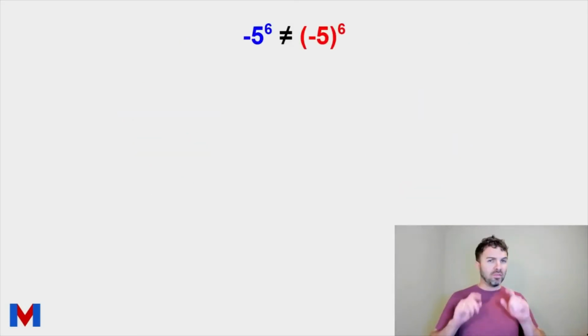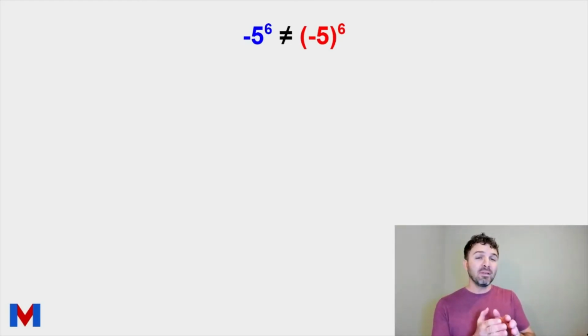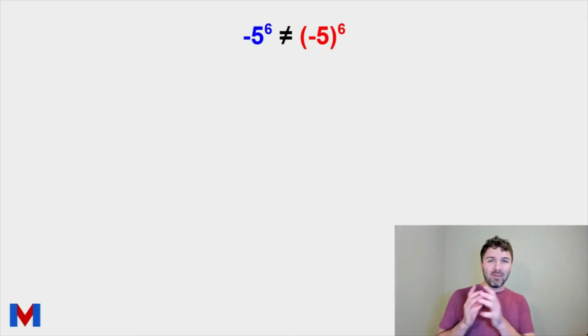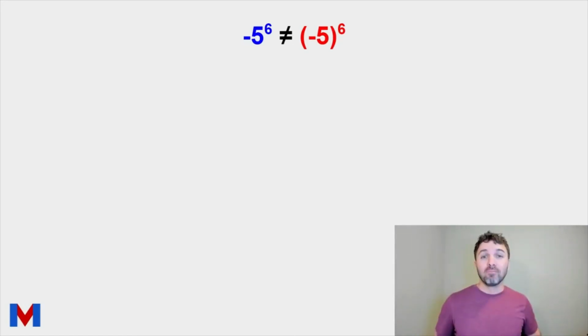This one here is huge because I see this come up a lot. This is probably the biggest mistake that I see when students are working with exponents. Negative 5 to the 6th is not the same as negative 5 to the 6th. Get what I just did there? You say it the same way, but the visuals are very different.